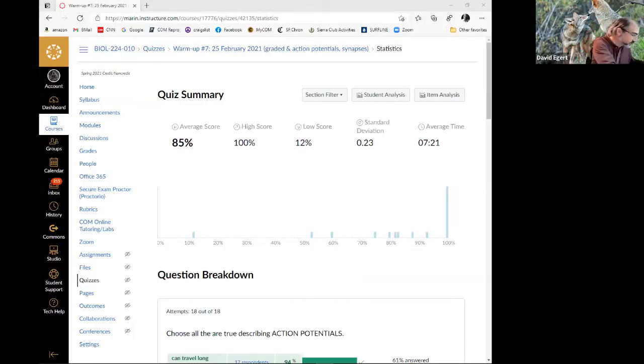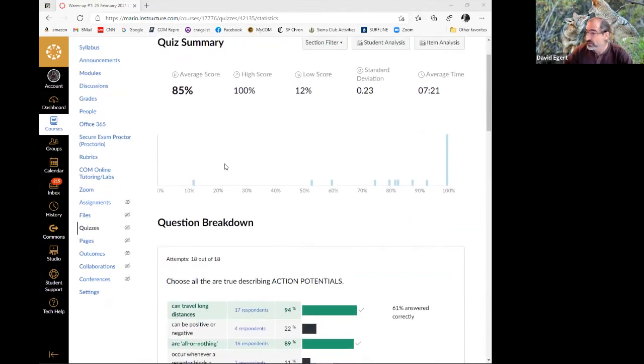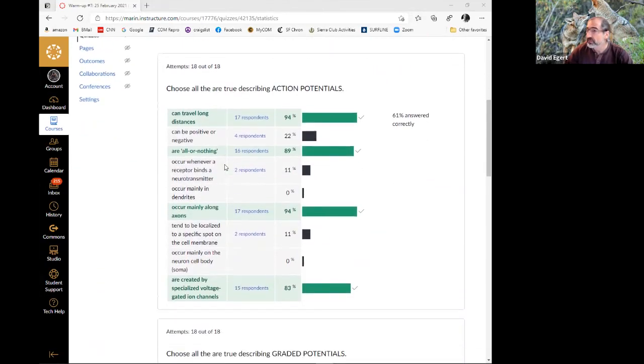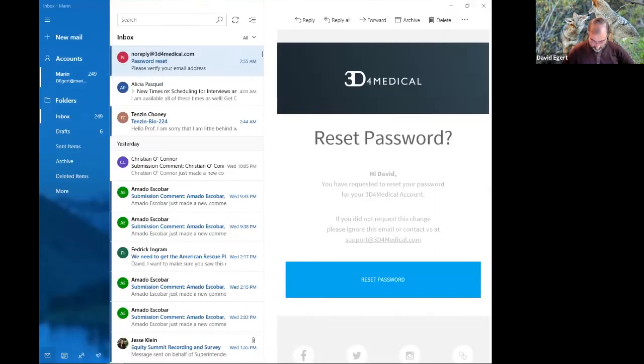So here we go. I'm gonna share this. Okay. So the first one, all that are true about action potentials. Whoop, that's not what I meant to do there.